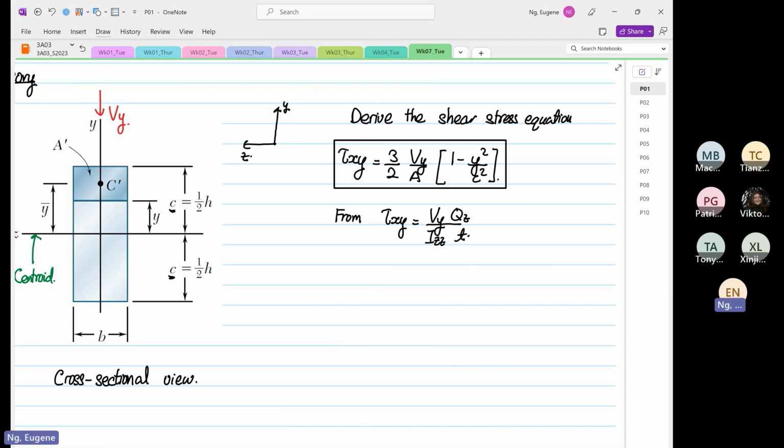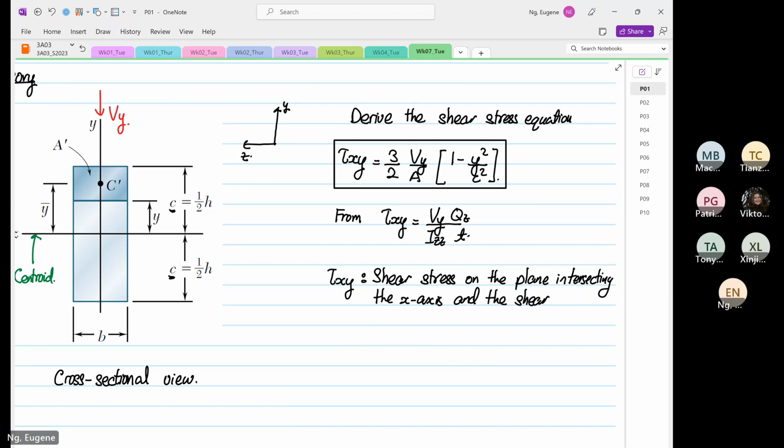And then we know that the general formula is shear xy is equal to Vy Qz over Izz T. So what do we mean by Vy or shear xy, which is the shear stress on the plane intersecting the x-axis, and the shear stress is in the y direction. That's why we have shear xy.